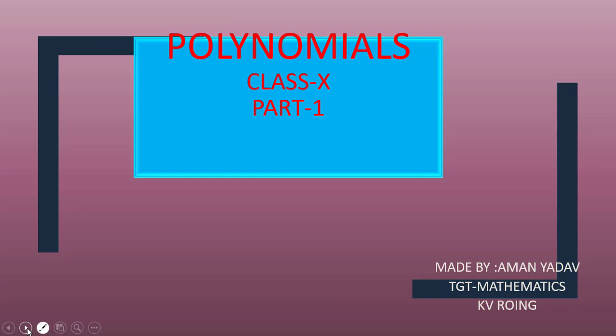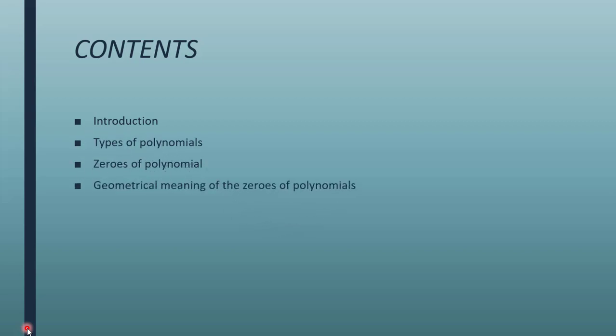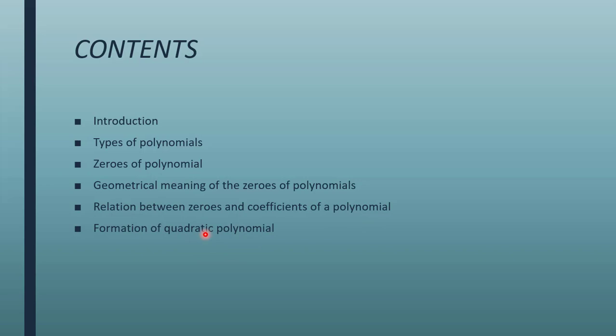In this video we discuss class 10 maths chapter number 2. Our chapter is polynomials. So let's start. Contents of this chapter: first is introduction, types of polynomial, zeros of polynomial, geometrical meaning of the zeros of polynomial, relation between zeros and coefficient of a polynomial, formation of quadratic polynomial, division algorithm for polynomials. Then first, introduction.